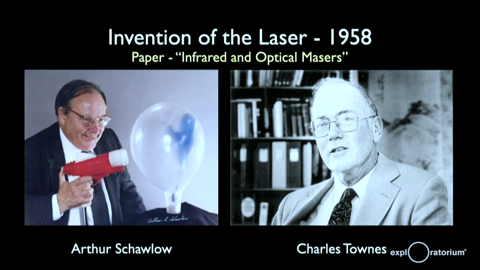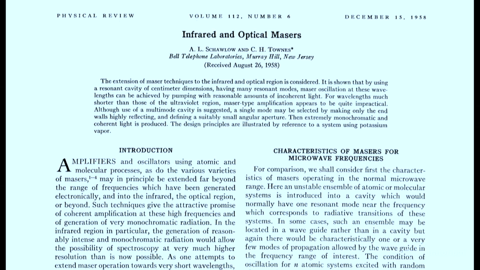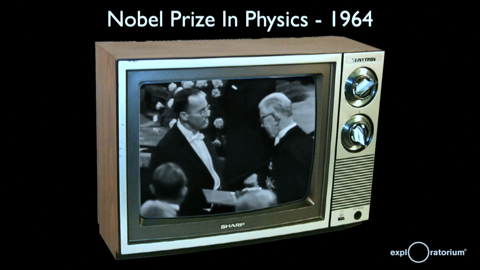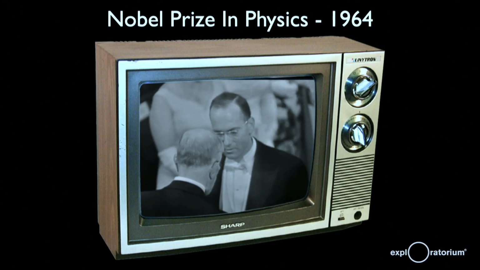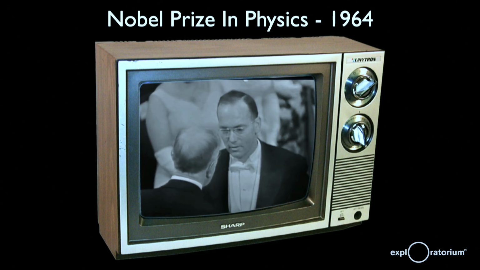Their paper, which was published in 1958, was called Infrared and Optical Masers. And this is the paper that actually started the whole revolution. As a matter of fact, Charles Townes was awarded the Nobel Prize in 1964 for the invention of the laser. And here you see him accepting the award from the King of Sweden.